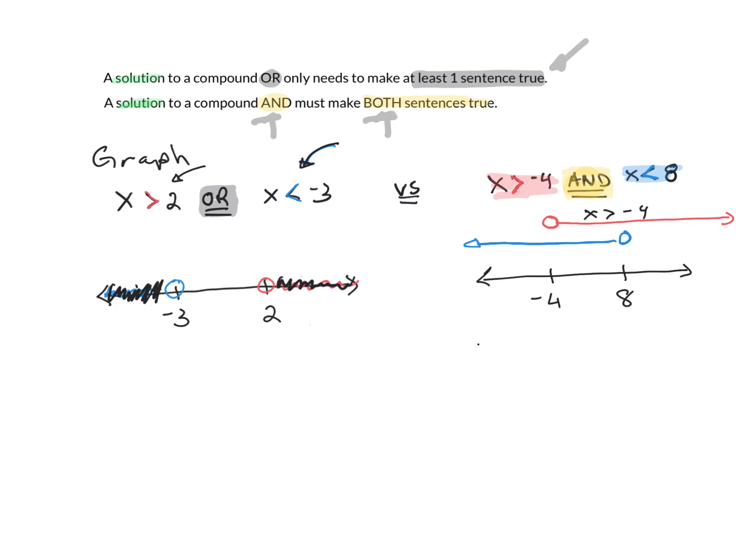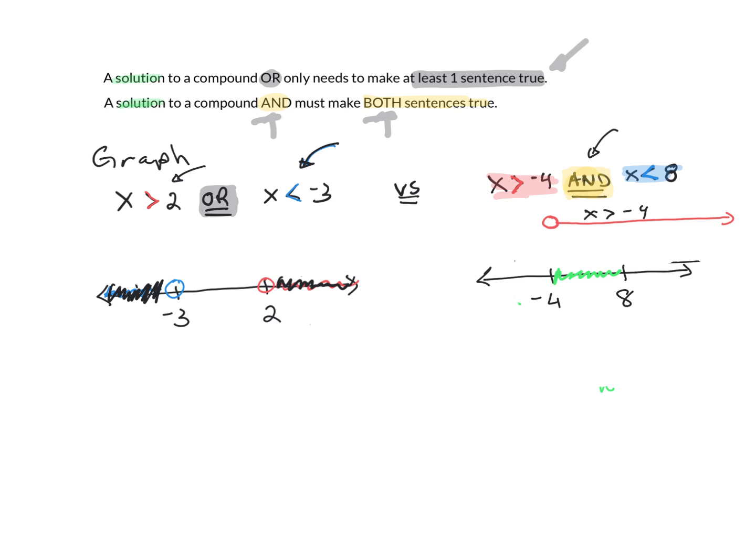Now notice these numbers, there's only one color. And notice that these numbers to the right of 8 only have red. And if it's an AND, it has to make both true. So the interval that has both colors is the middle interval. So the numbers that are between -4 and 8, don't those have both colors? So notice this one only makes one of them true. Notice that this to the right of 8 only makes the red one true. And we want where it makes both true. So therefore, our answer is in between.